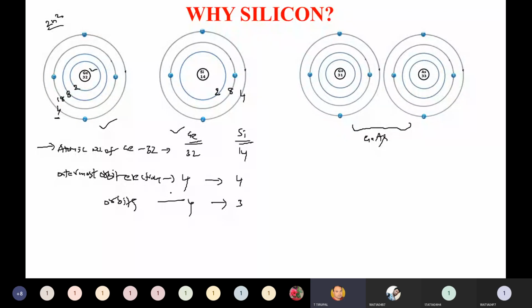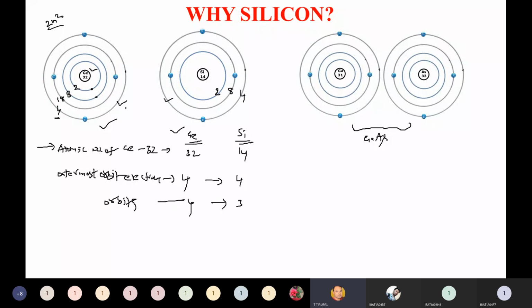Now see here, germanium, I told you already, the first orbit electrons are more attracted towards the nucleus. Similarly, second orbit electrons are also somewhat attracted towards the nucleus, but not as much. They are less attracted towards the nucleus. Whereas if you consider the fourth orbit here, there are only 3 orbits in silicon and 4 orbits in germanium.